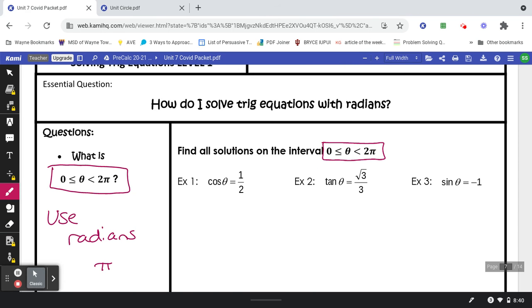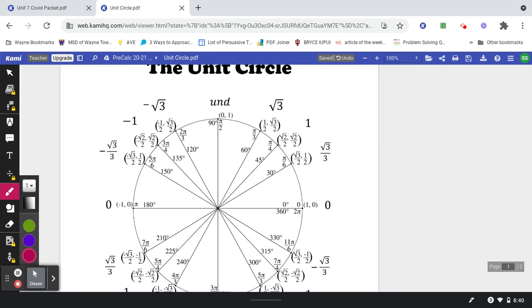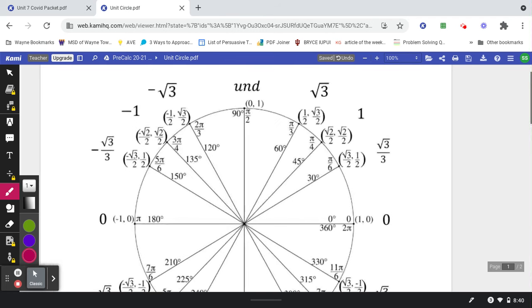Example number 1 says, find all solutions on the interval 0 to 2 pi. We have cosine of theta equals 1/2, so we're looking for where x is 1/2. We'll go to the unit circle. Look at each of your x values until you find one that's 1/2, and then you're going to write down the pi value. Here's my first one that I find, 1/2. So I'll write down pi over 3.